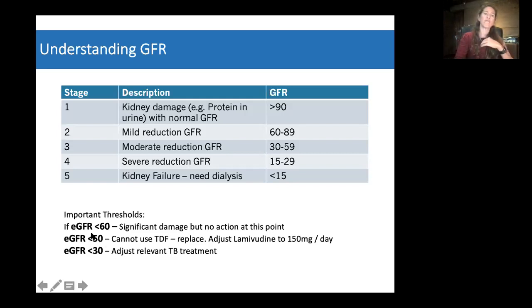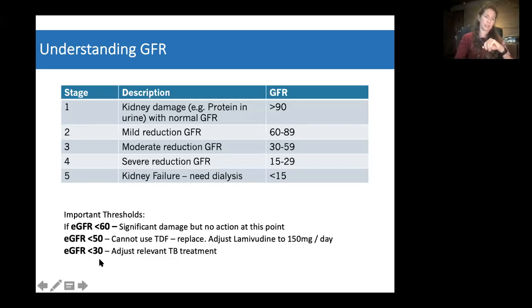Then a GFR of 50 is the threshold for tenofovir. So if the GFR is 55, we can still use tenofovir. We're just going to keep an eye. It's only when it drops under 50 that we actually cannot use tenofovir and need to replace it, just to be safe. And it's also the first time we're going to be adjusting ARVs. And the only ARV that needs adjustment until the GFR is very low is your lamivudine, to 150 milligrams a day. And I think even that, they're saying one can make the threshold even lower.